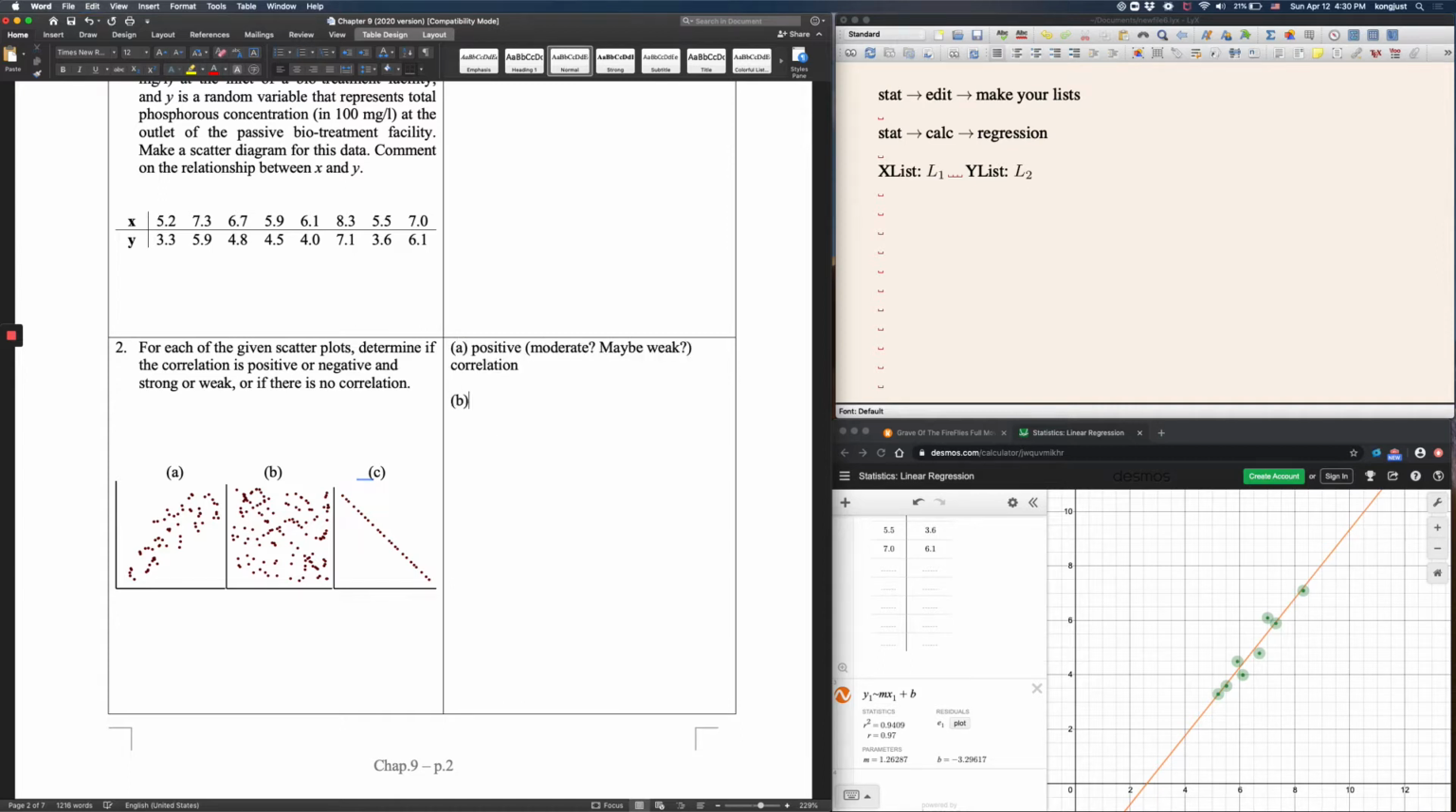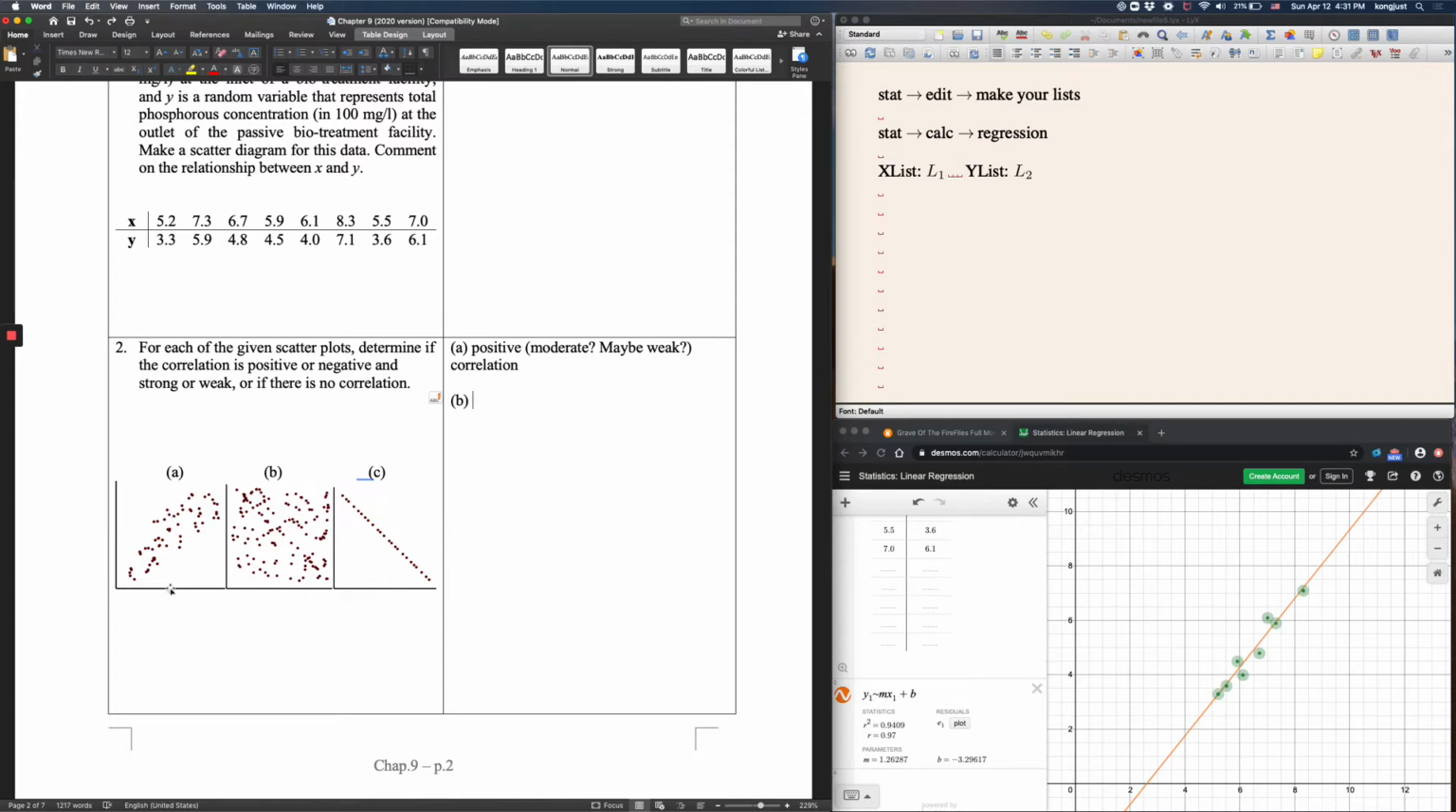Okay. Letter B. Is there any correlation? Looking at the points, you see a faint line, but not really. Overall, it looks like everything is kind of just scattered all over the place, right? There's no way to predict, if I was to pick a random x variable, where it's going to be.